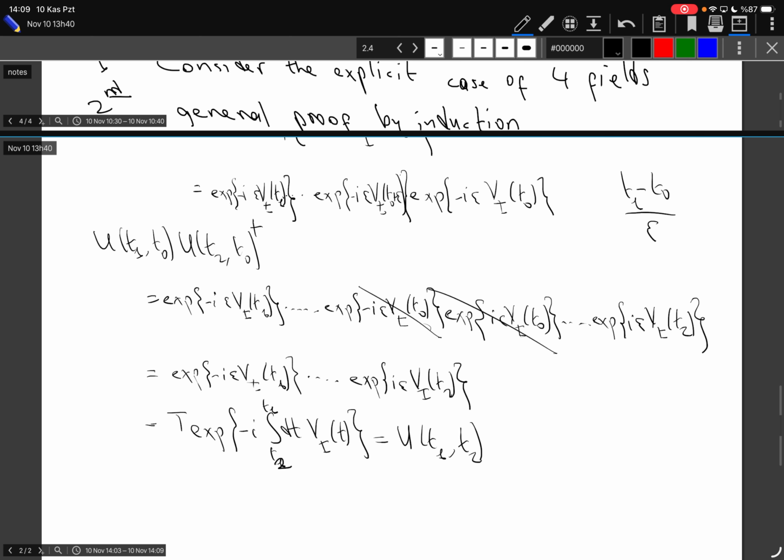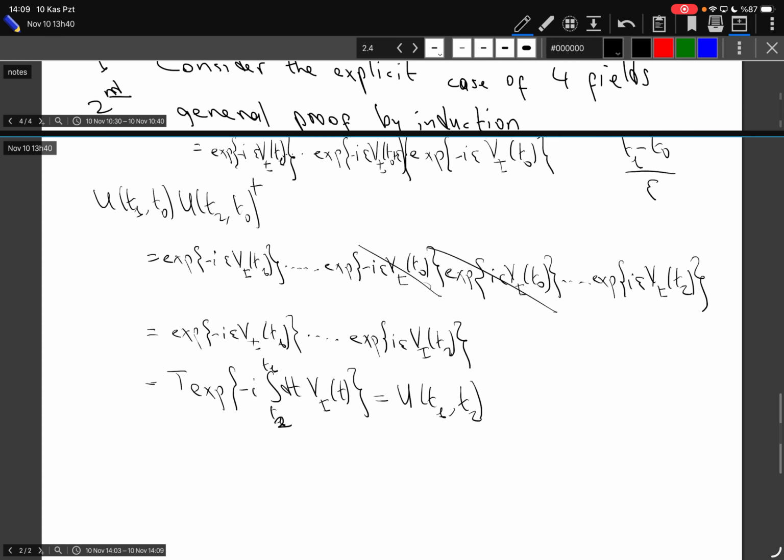What if we change the position of U2 dagger and the U2 U2 dagger operator? We cannot complete this kind of solution. What do you mean by U(T2, T0) dagger? Dagger, yeah.